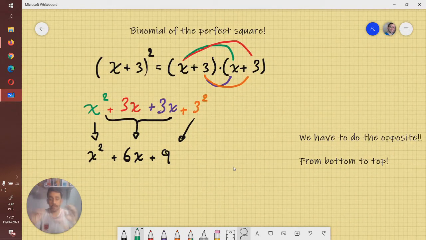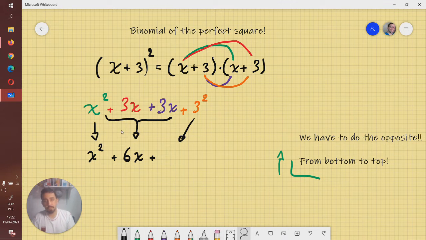I'll ask you to stop the video if needed, check the steps from top to bottom, just to recap, and then you play it again, okay? Please do it. At this level, year 9, we're going to do the opposite. We're not going from top to bottom. We're going to go from bottom to top, because if you agree, take a look. Instead of putting 9, I'm going to put here 3 squared.